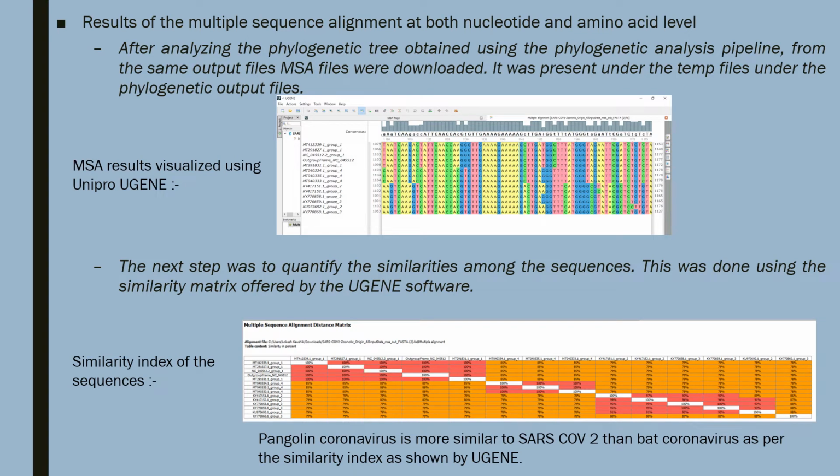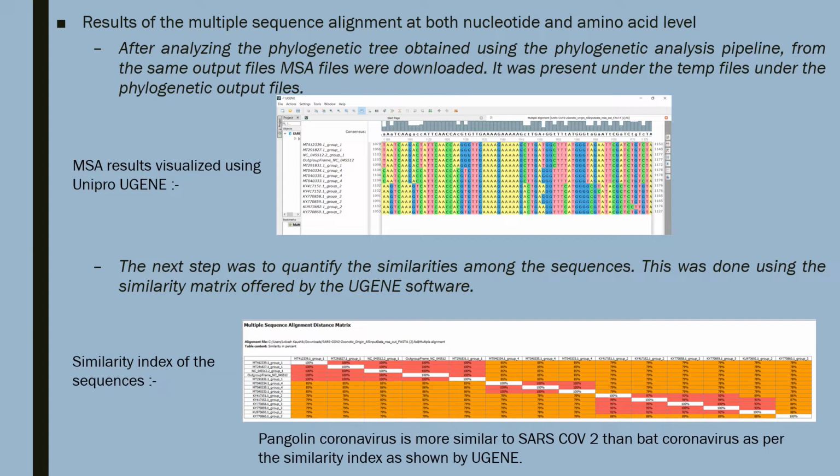After analyzing the phylogenetic tree obtained using the phylogenetic analysis pipeline, from the same output files, the MSA file was downloaded. It was present under the temp files under the phylogenetic output files. The Unipro UGENE software was used to visualize these sequences. The results of the multiple sequence alignment show that in comparison to pangolin coronaviruses and SARS-CoV-2, bat coronaviruses show a higher amount of variations and mutations.